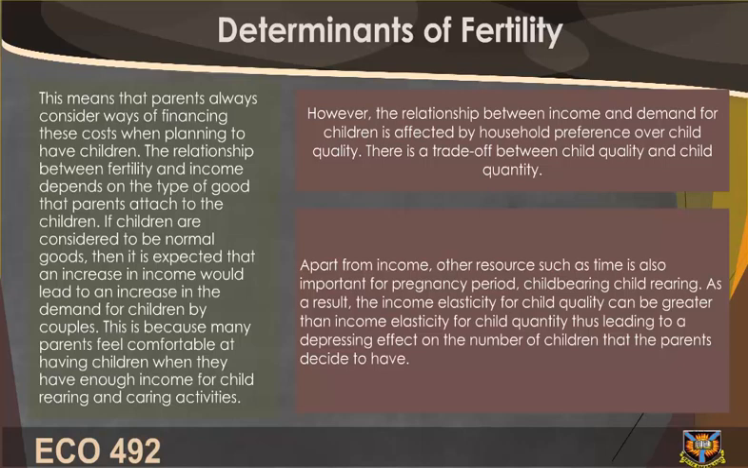This is because many parents feel comfortable at having children when they have enough income for child rearing and caring activities. However, the relationship between income and demand for children is affected by household preference over child quality. There is a trade-off between child quality and child quantity. Apart from income, other resources such as time are also important for pregnancy period, childbearing, and child rearing. As a result, the income elasticity for child quality can be greater than the income elasticity for child quantity, thus leading to a depressing effect on the number of children that the parents decide to have.